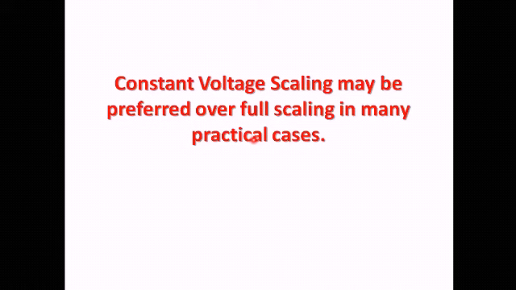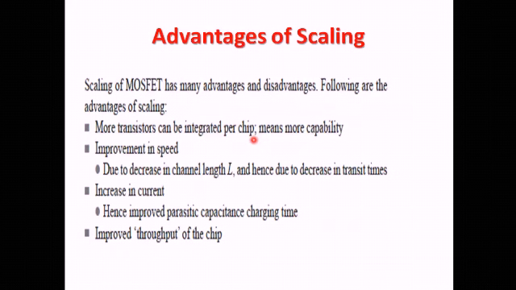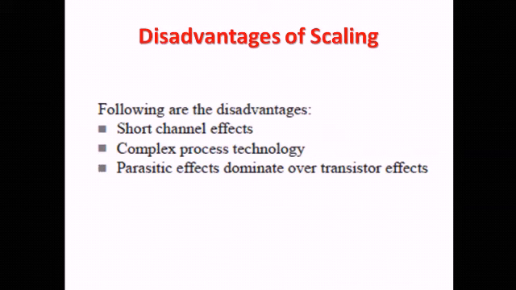Now let us see the advantages of MOSFET scaling. The scaling of the MOSFET has many advantages and disadvantages. Some of the advantages are: more transistors can be integrated per chip, which means more capability. Next is improvement in speed due to the decrease in the channel length L, and hence the decrease in the transit times. Next is increase in the current, hence improved parasitic capacitance charging time. Next is improved throughput of the chip. These were the advantages.